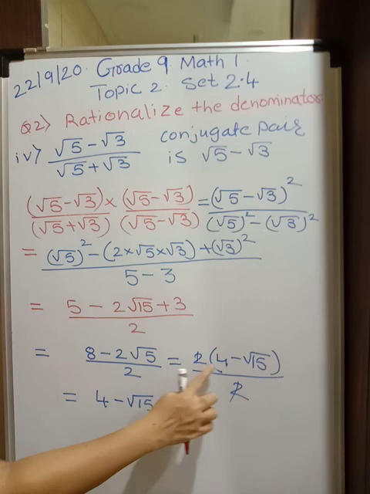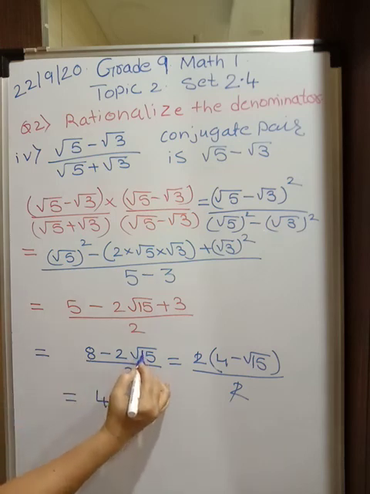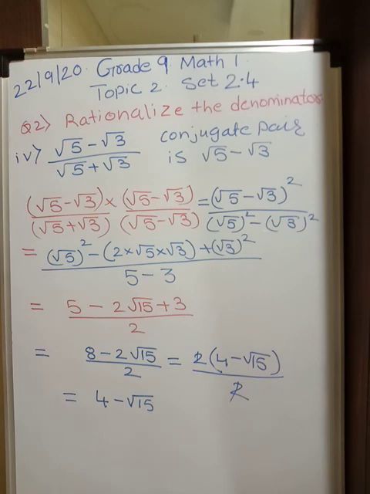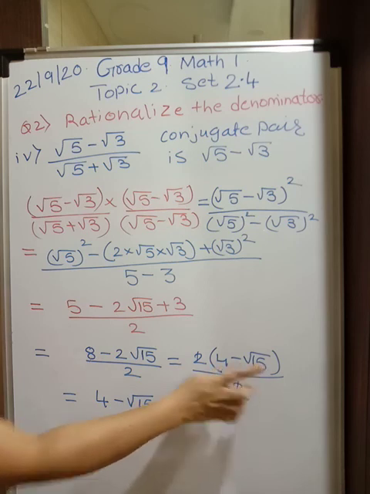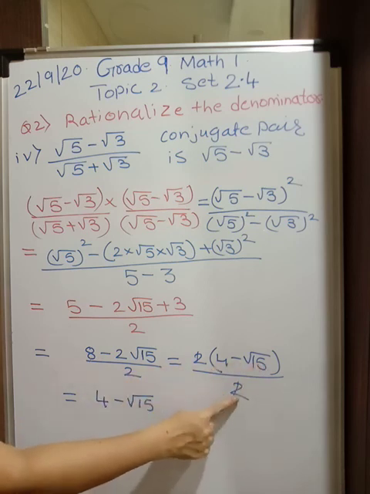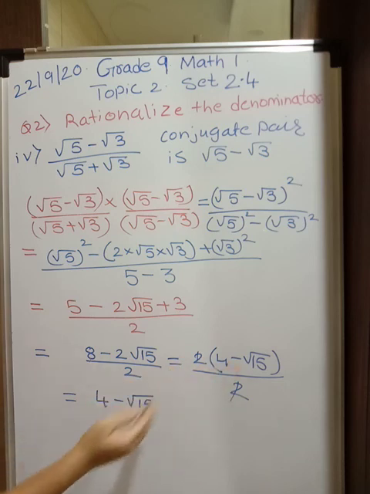Alright. See now, 4 2s are 8 and this 2 into root 15 is again 2 root 15. This is not 5, this is 15. So I am taking 2 common. Inside I get only 4 minus root 15 upon 2. Now this 2 and this 2 can be cut off because here there is a multiplication sign. And what remains is only 4 minus root 15. I hope it is clear. Okay. You may pause the video and take down all the steps.